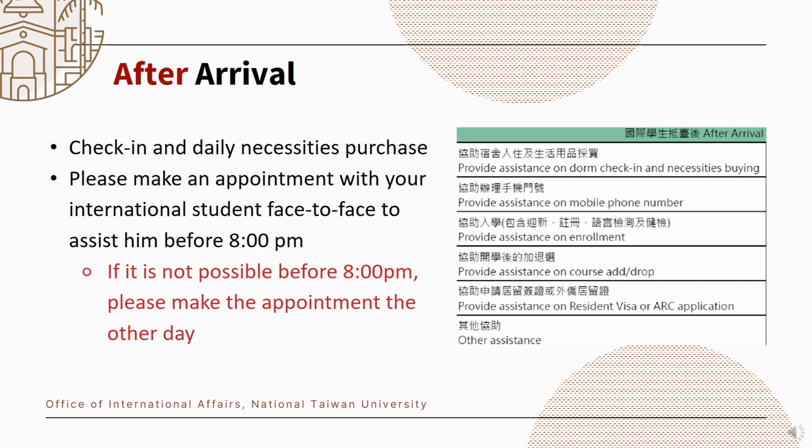And of course, there are other items. You can provide them some information about how to get a mobile phone or how to get a bike. Actually OIA will send out all the information about the registration and all the activities that we're going to do to welcome the international students. But if they still don't know where it is, it's all on the OIA website.